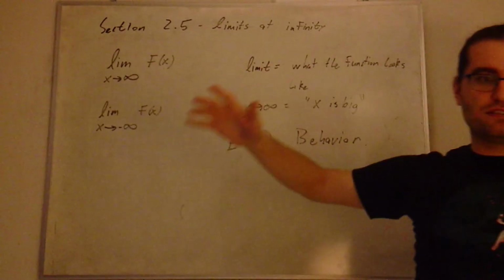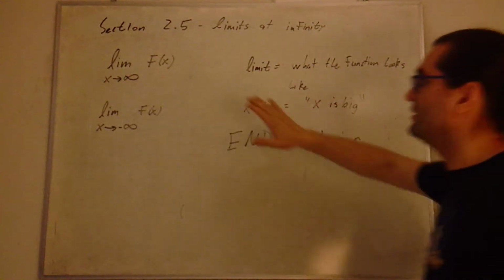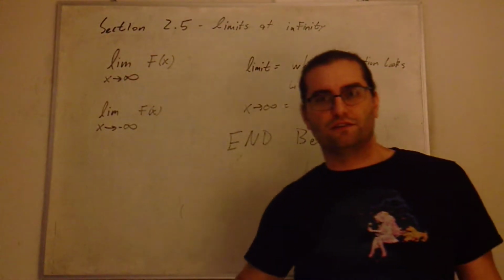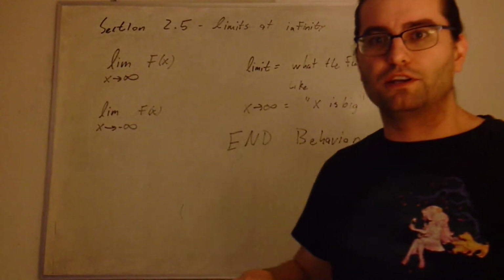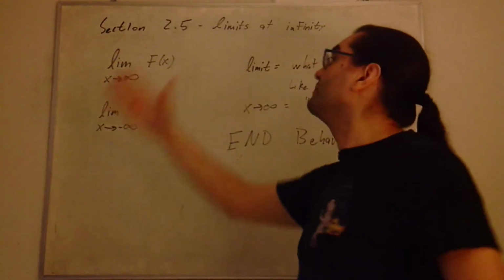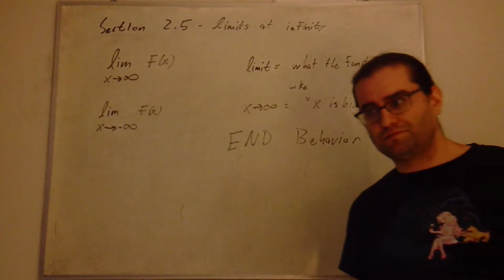End behavior is the sort of pedestrian version of limit as x approaches infinity. But they're secretly, I guess not so secretly if I'm about to post this publicly on YouTube, they're secretly the exact same concept. So section 2.5 is just entirely about end behavior.